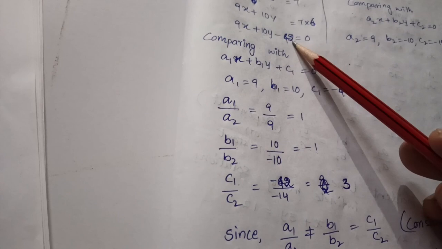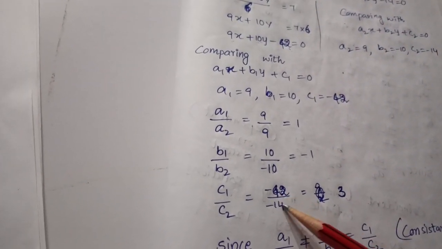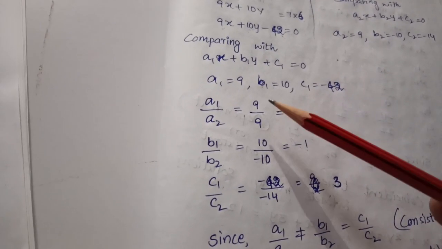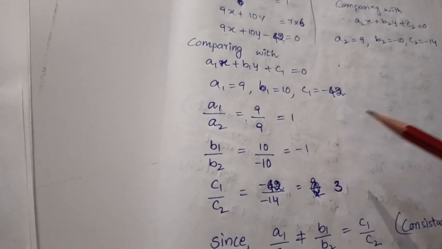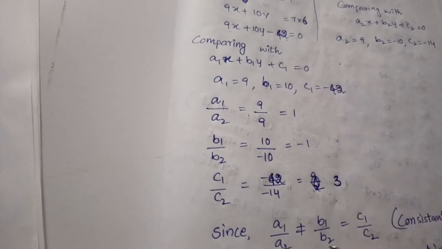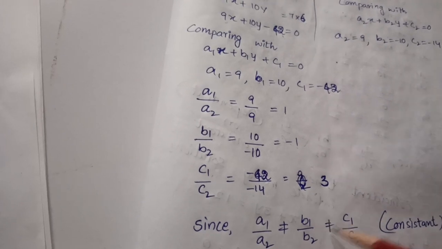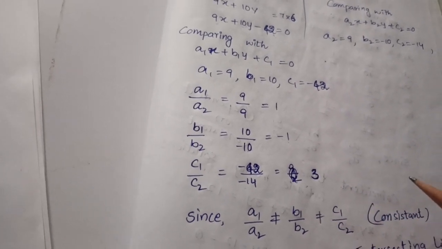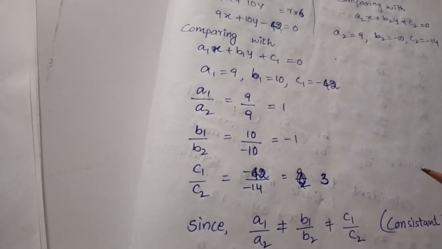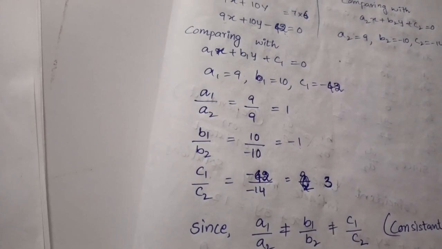c1 by c2. c1 is minus 42, c2 is minus 14. Minus minus cancel. 14 3s are 42. So 3. Here we observe that a1 by a2 is 1, b1 by b2 is minus 1, c1 by c2 is 3. So all are different. So a1 by a2 is not equal to b1 by b2 is not equal to c1 by c2. So this type of lines are consistent lines. This type of lines have a unique solution. So these lines are intersecting lines.